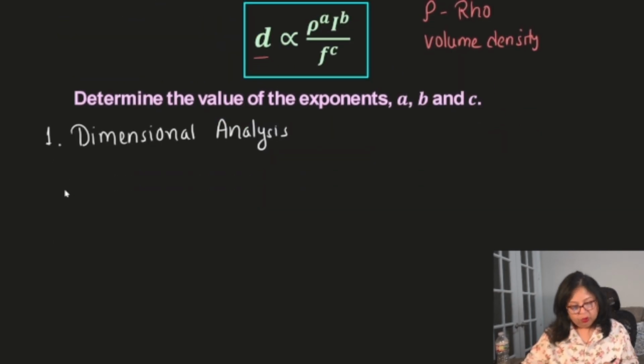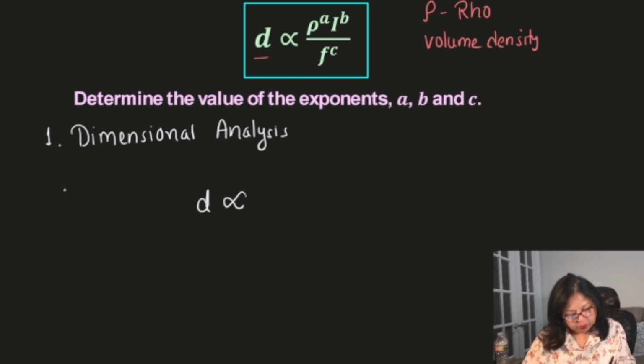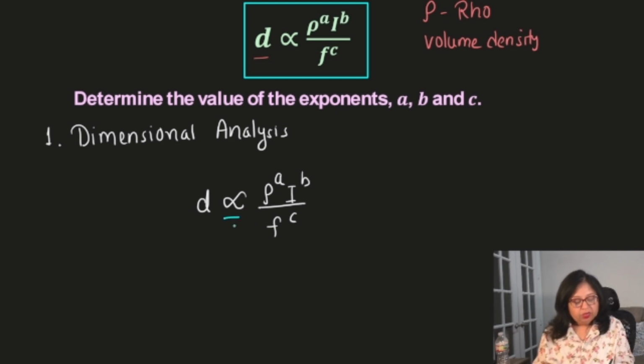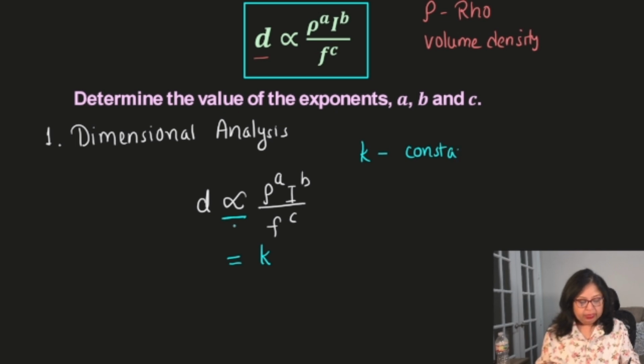What are we given? We're given an equation: d is proportional to rho to the power a, I to the power b divided by f to the power c. Our goal is to figure out the values of a, b, and c. We have done this kind of problem quite a few times already. How do we begin? The first thing we always do is replace the symbol of proportionality by a constant of proportionality k, where k is a constant of proportionality and it is dimensionless and therefore unitless.